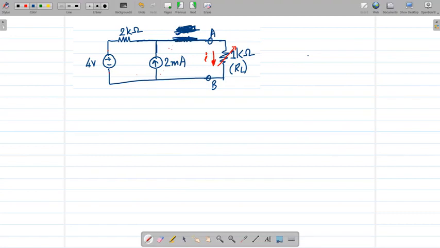and this is a short circuit here, and instead I had something that looks like this, and let's say this resistance is 3 kilo ohm.